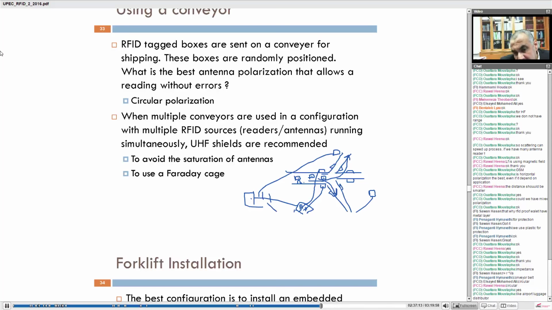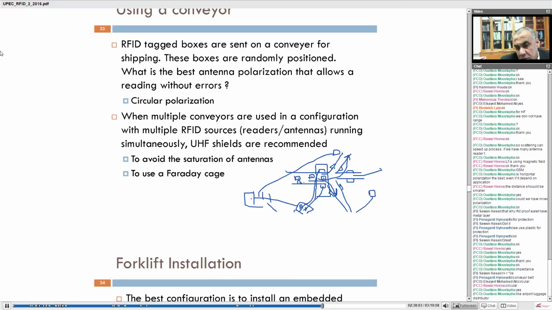And because you have these antennas, you have electromagnetic waves here. You have a read zone here. You have multiple conveyors, multiple RFID sources, and they are running this way, this way, and this way. So this antenna could be saturated, because this antenna will read, and this will read, and because you have many tags, maybe the antenna will be saturated.